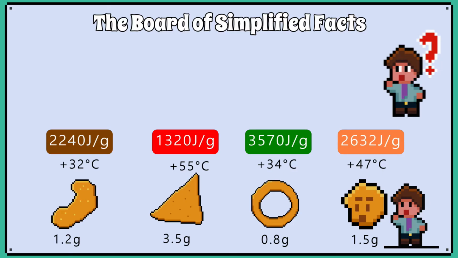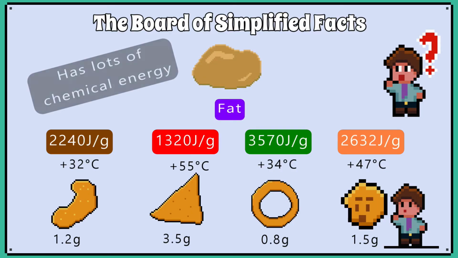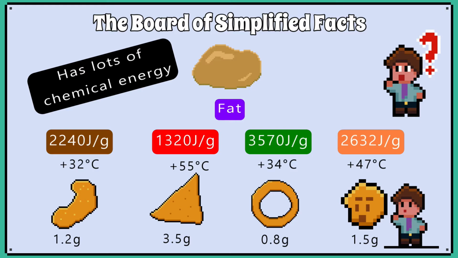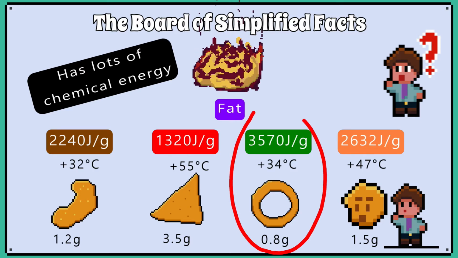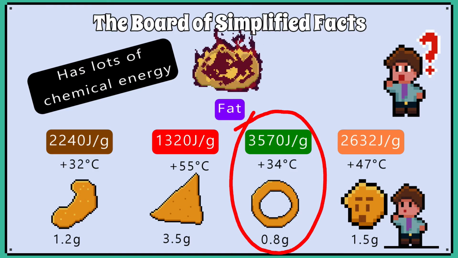Why some crisps have more calories in them compared to other crisps is all mainly down to fat content. Fat has a lot of chemical energy compared to carbohydrates and protein, so the crisps with more fat are going to be more energy dense and therefore have the most chemical energy per gram.